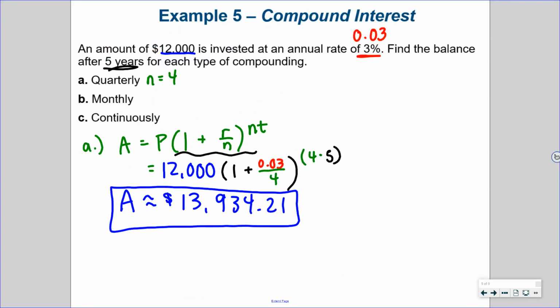So how much of your balance there was interest? Well, obviously, almost $2,000, right? $1,934.21. That was just interest. Interest is never that high. I get too excited.